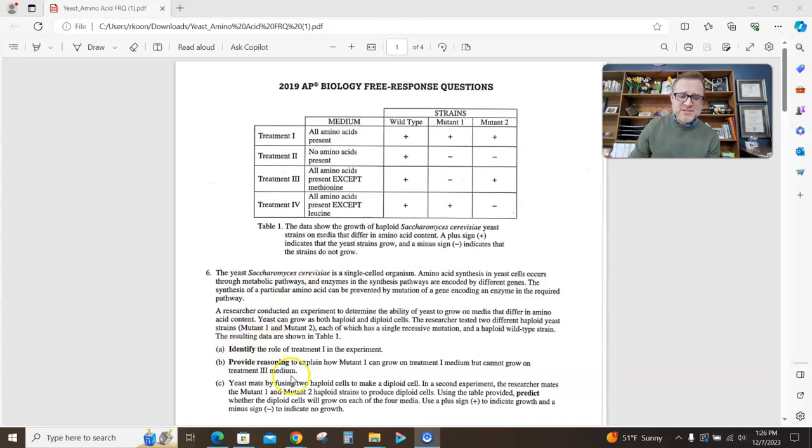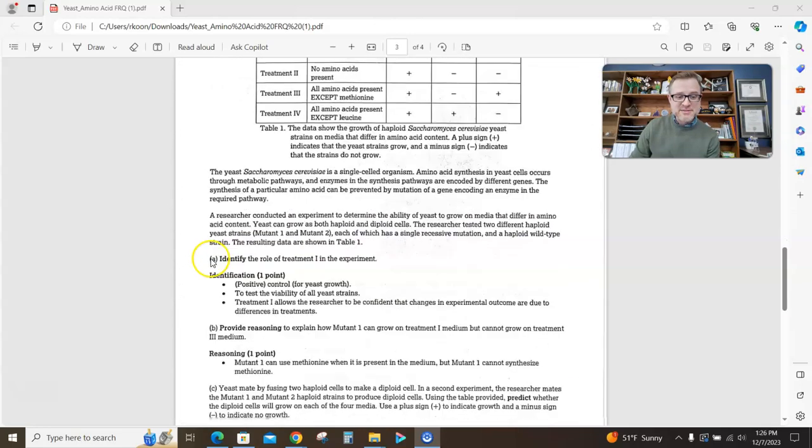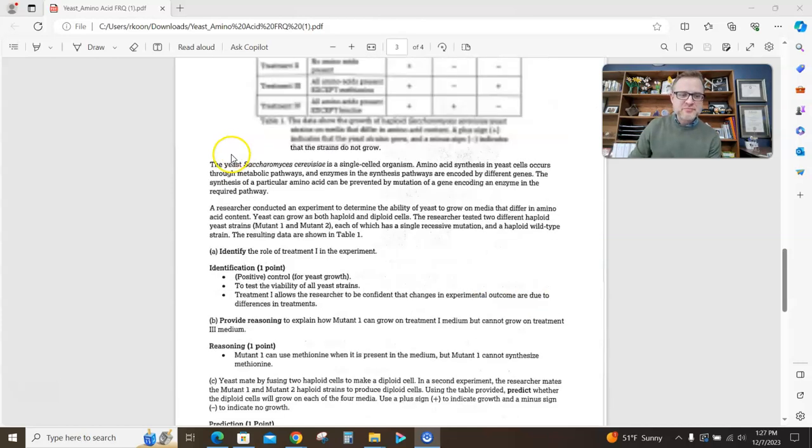B, provide reasoning to explain how mutant 1 can grow on treatment 1, but cannot grow on treatment 3, because it can't make methionine. All right, if you look at the rubric, it simply says, mutant 1 can use methionine when it's present, but mutant 1 cannot synthesize methionine because you knocked it out. All right? That's where knowing the Beadle and Tatum experiment is helpful.